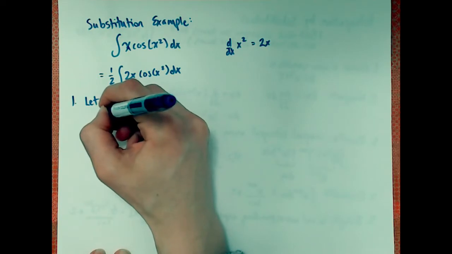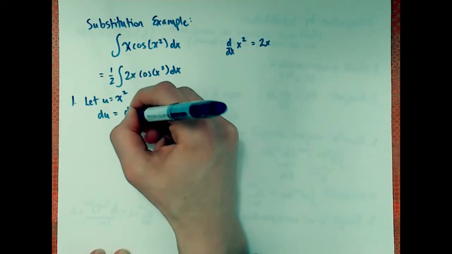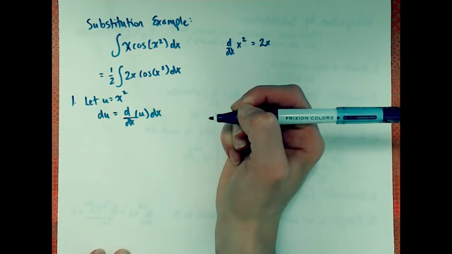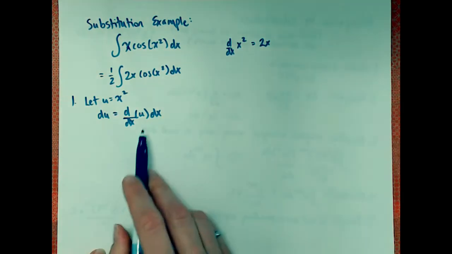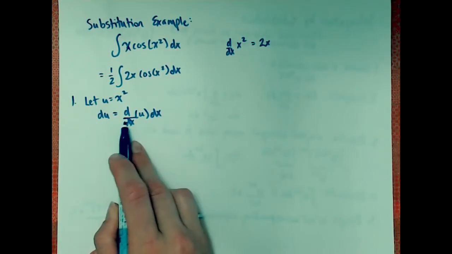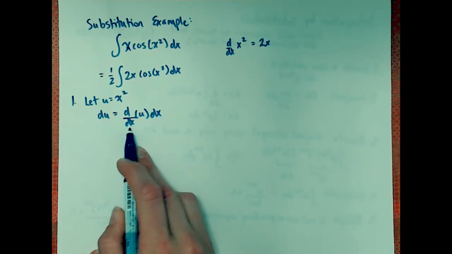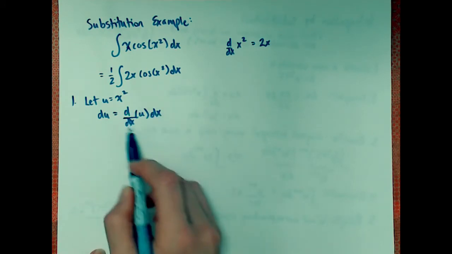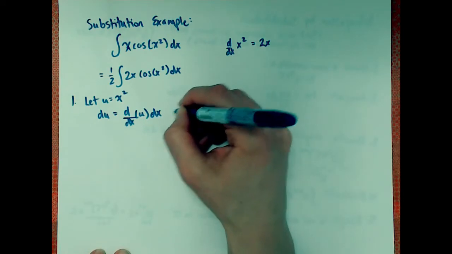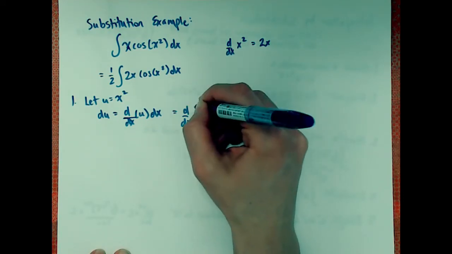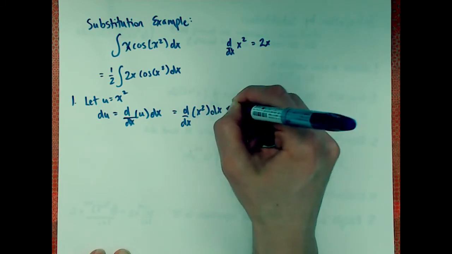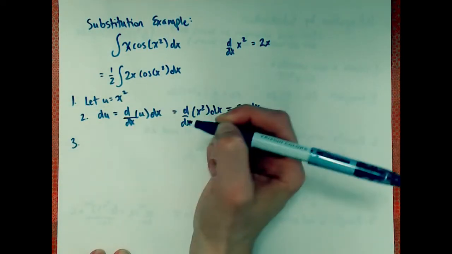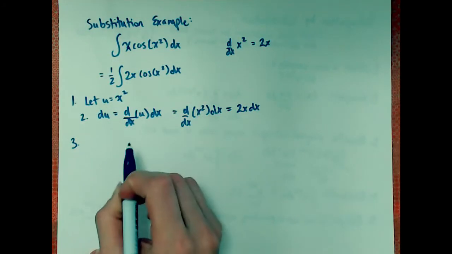Then du is equal to d over dx of u times dx. So here, this dx, technically dx over dx is equal to 1. So all we've done is rearrange this so that we can manipulate it in a way that benefits us. So then this is equal to d over dx of x squared dx, which is equal to 2x dx. This was step 2. Now we rewrite the equation using u.